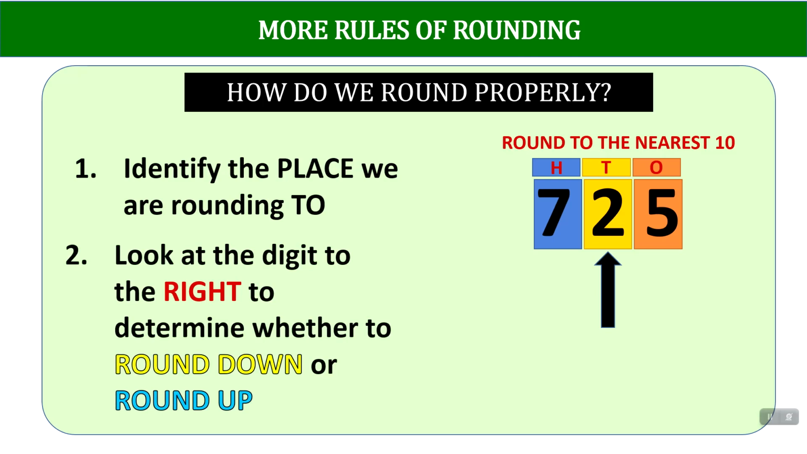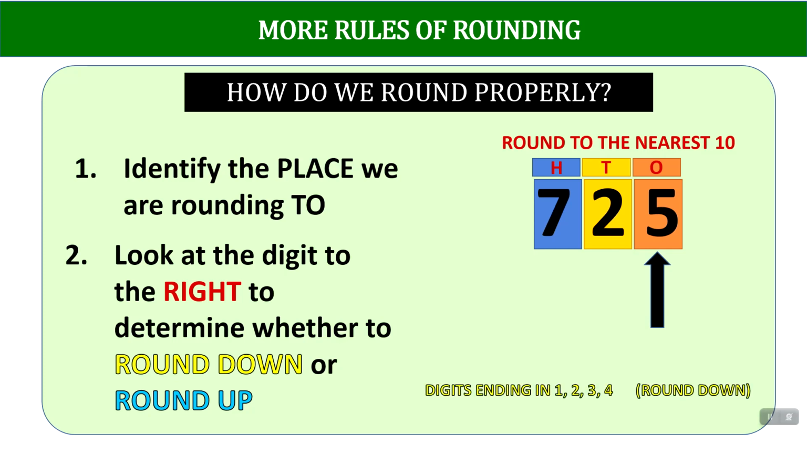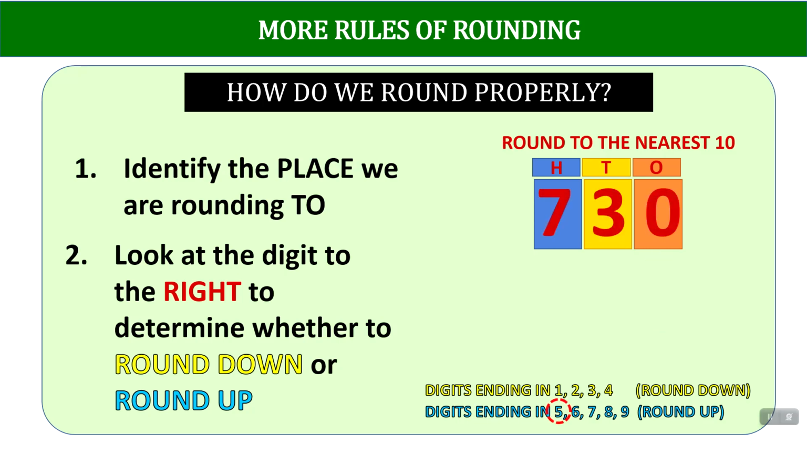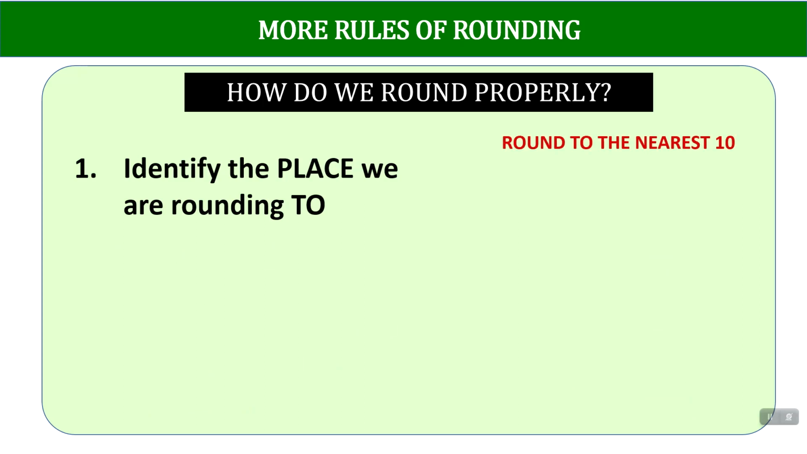The second thing we need to do is to look at the digit to the right to determine whether to round down or to round up. In this case, the digit to the right is 5. We know from the previous slide that if digits end in 1, 2, 3, or 4, we will round down. But if they end in 5, 6, 7, 8, or 9, we will round up. And in this case, since that is a 5, we will round the 2 in the tens column up to a 3, making it 730.